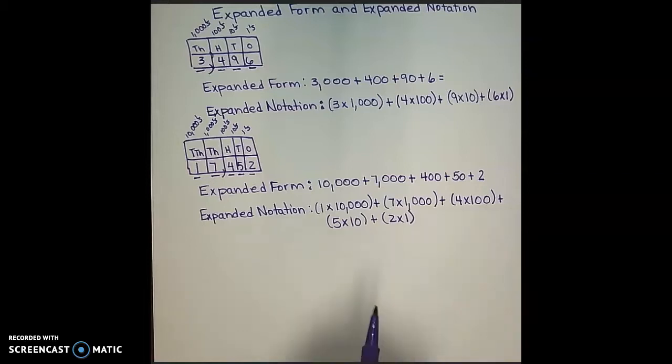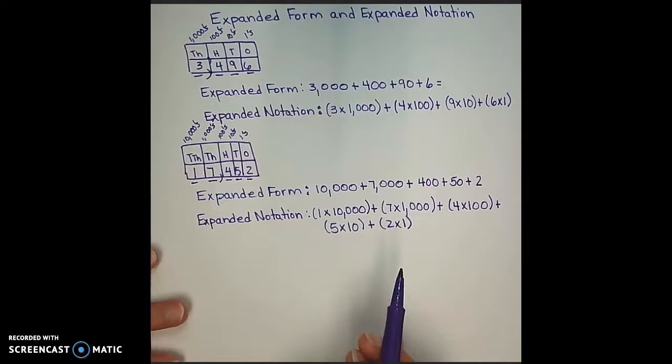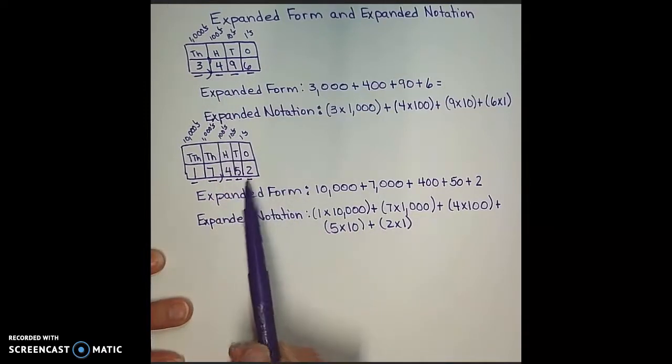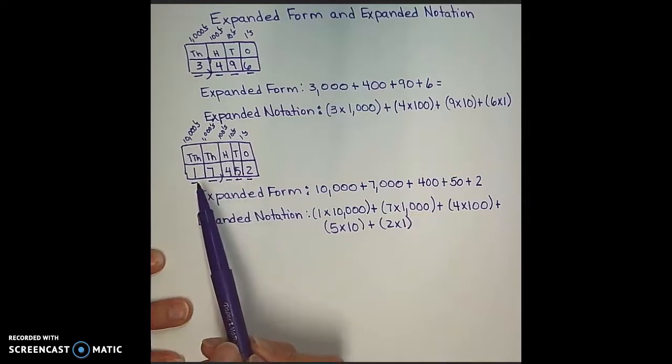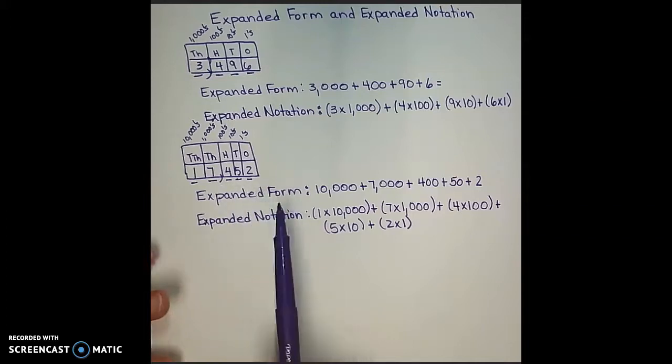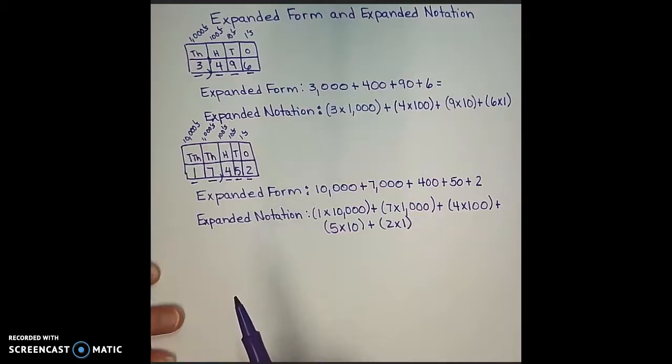Okay, boys and girls, so Miss Tara has given you an example of expanded form and expanded notation for a number to the thousands place and to the 10,000s place. If you take it from the greatest place first and move to your ones place, and write down everything, it should come out correct. If you have any questions, please contact your teacher.